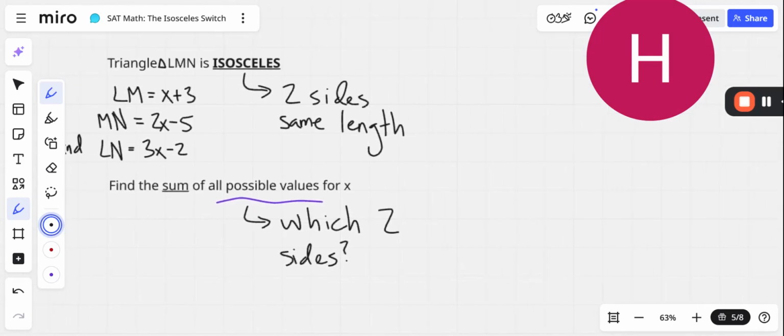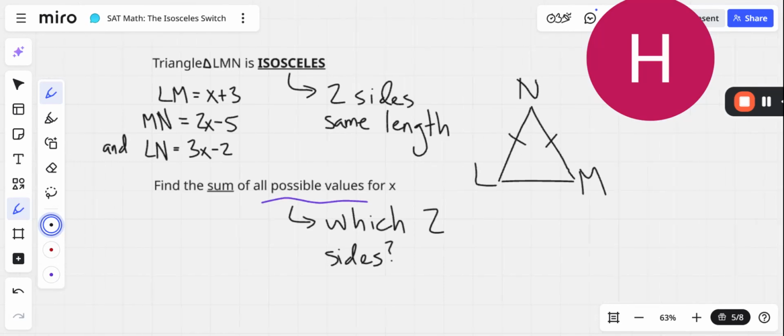So I can draw a sort of sketch of a triangle here, kind of without loss of generality. Let's just say that these two sides are the same. Now, I don't know if that's going to be sides LM and LN, or maybe that's going to be sides ML and MN, or perhaps this is going to be both sides NL and NM. It's not clear, so therefore we have to consider all possible cases.